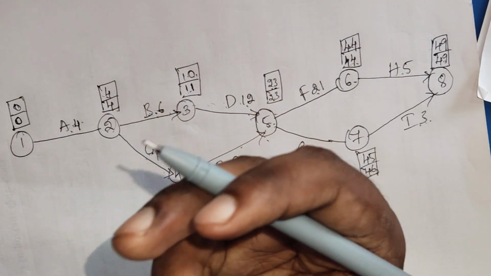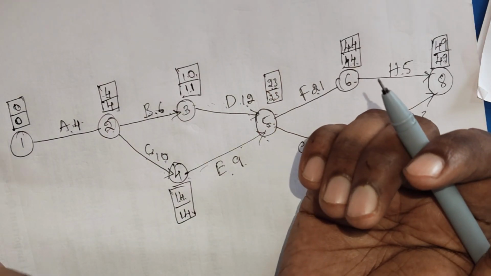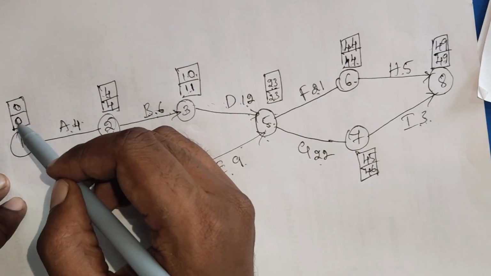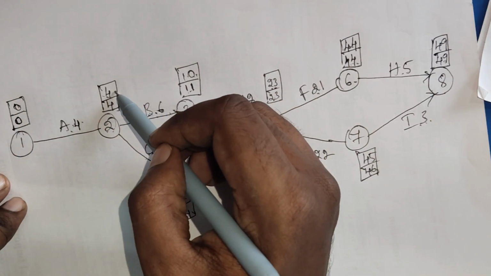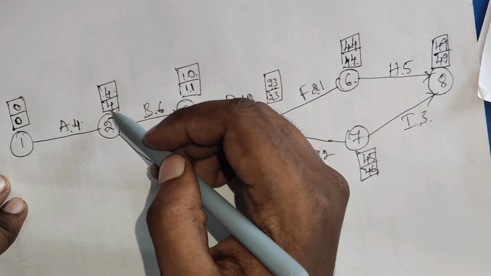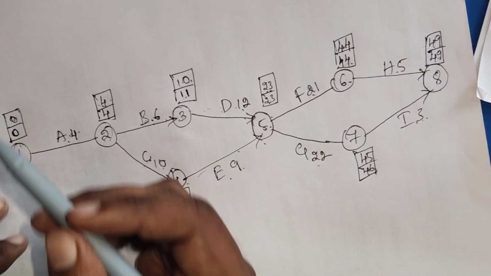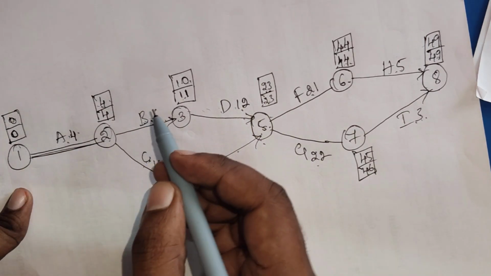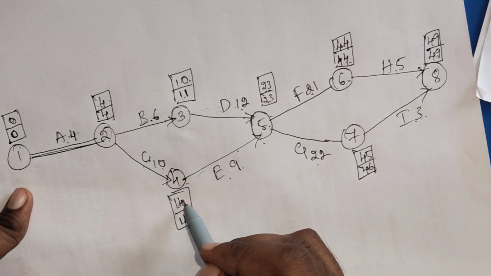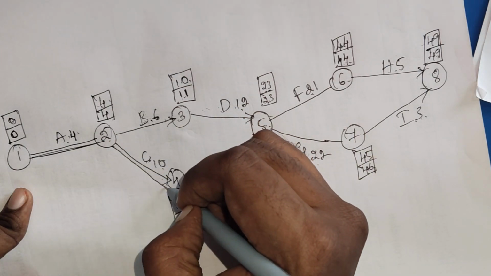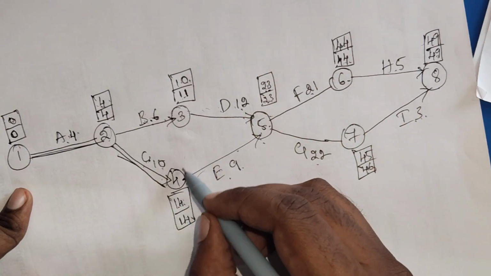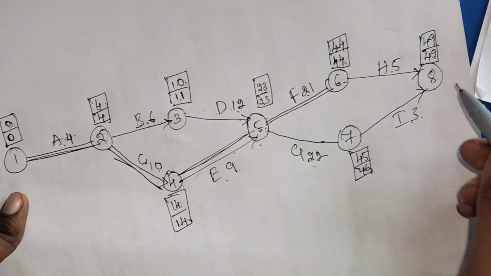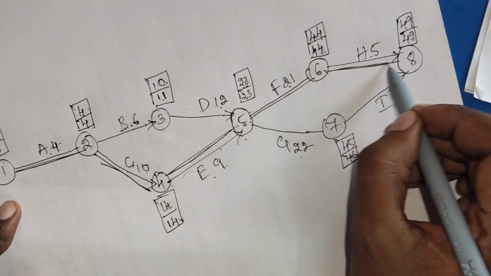And then how do we start the critical path? For the critical path, there are two rules. One is that the earliest start and latest start should be equal, and the earliest finish and latest finish should be equal. Now 0 and 0 are equal. This is the first path. Here 10 and 11 there is a difference, and 14 and 14 are equal. Next 23 and 23 are equal from here, then 44 and 44, and 49 and 49 here.